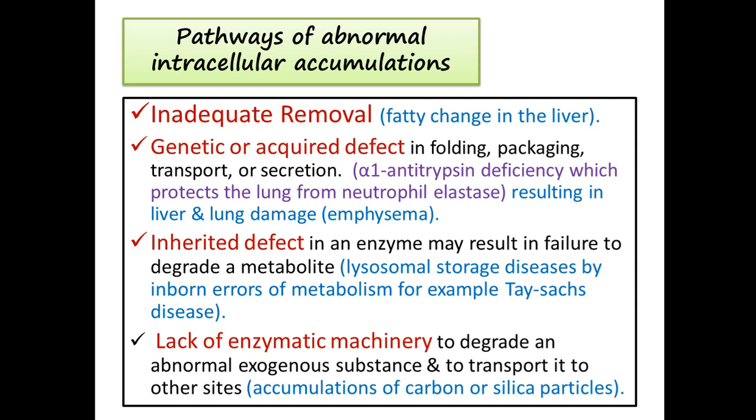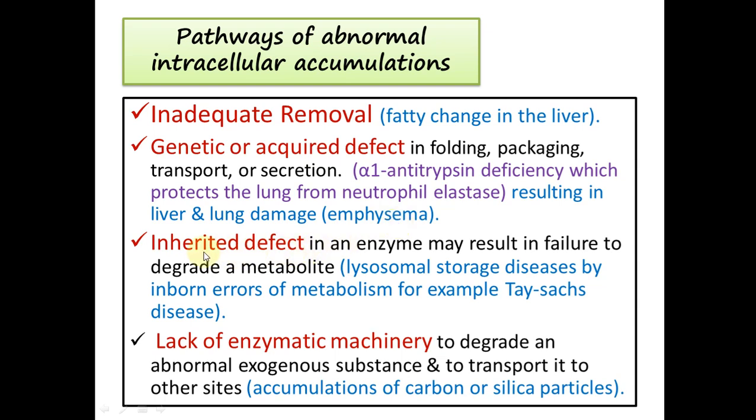Sometimes in a cell, there may be genetic or acquired defect, and the outcome of this defect is defective folding, packaging, transport, or secretion of various substances. For example, in alpha antitrypsin deficiency, which is an enzyme that protects particularly the lungs from the neutrophil elastase enzyme. So here the problem may occur in the liver, or it may occur in the lung, and the lung is damaged by the neutrophil elastase, and the outcome may be in the form of emphysema.